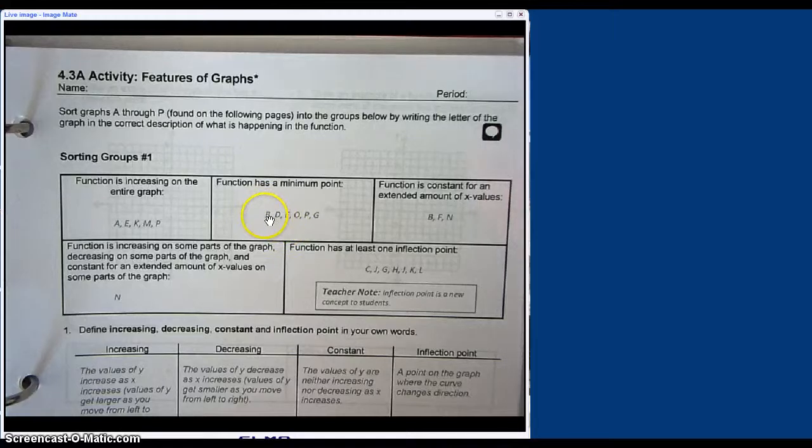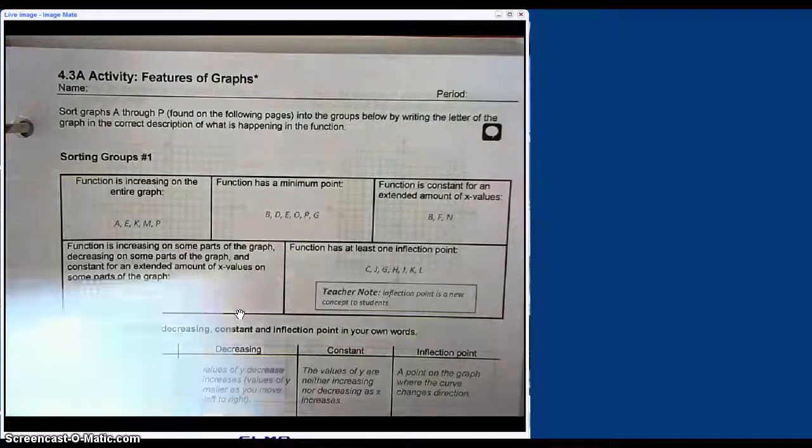So minimum point should be B, D, E, O, P, and G. Constant was B, F, N. The only one that matches this description was N, and then has at least one inflection point was C, J, G, H, J, K, and L. So make sure you have these correct, and you need to understand why these certain graphs are in these groups.